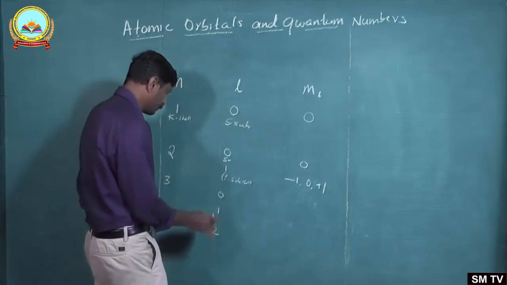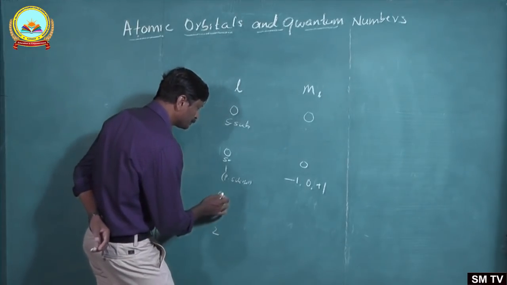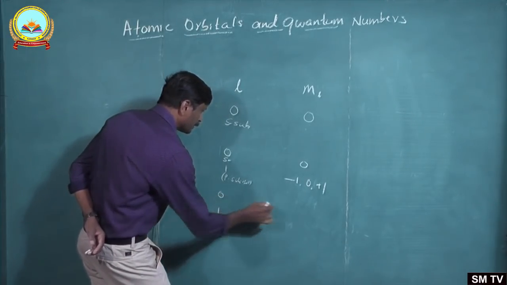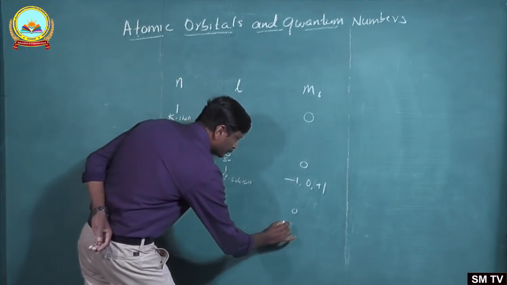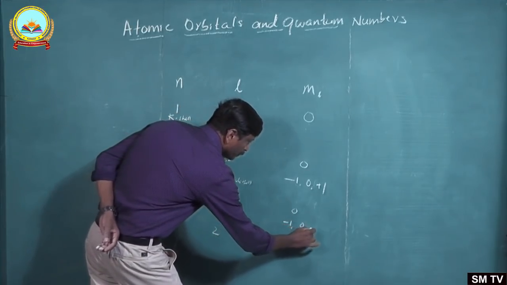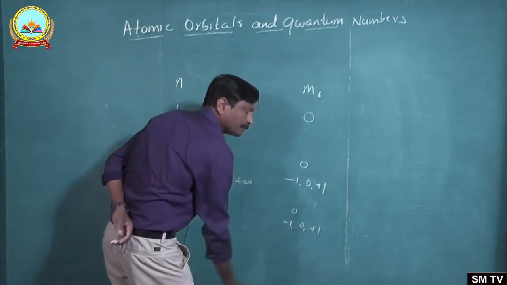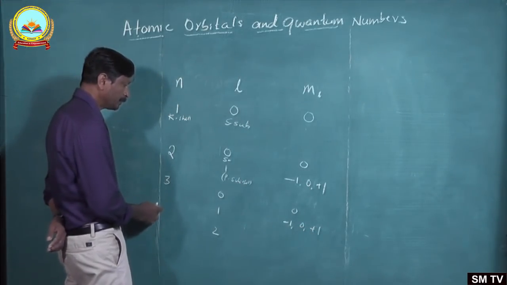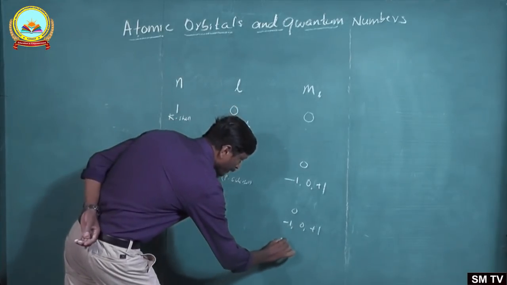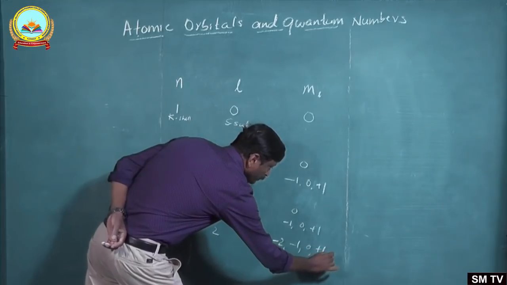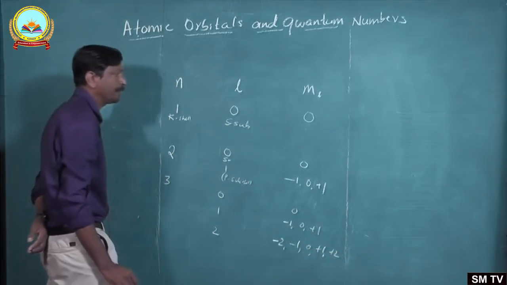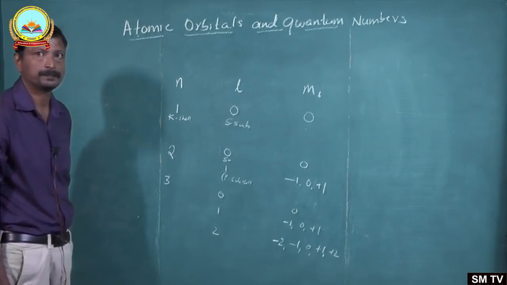L is equal to 0 means what? Here M is equal to 0. L is equal to 1, M has 3 values, -1, 0, plus 1. L is equal to 2, M is equal to -2, -1, 0, plus 1, plus 2. How many orientations? 5 orientations.